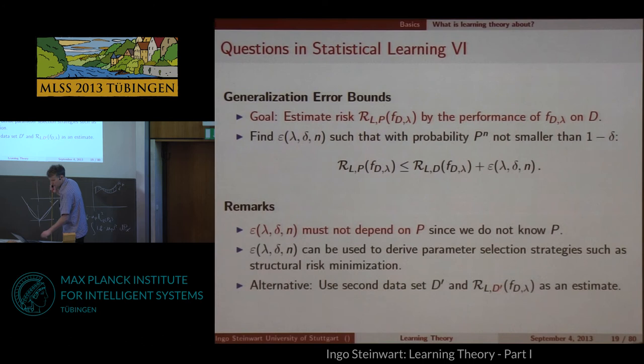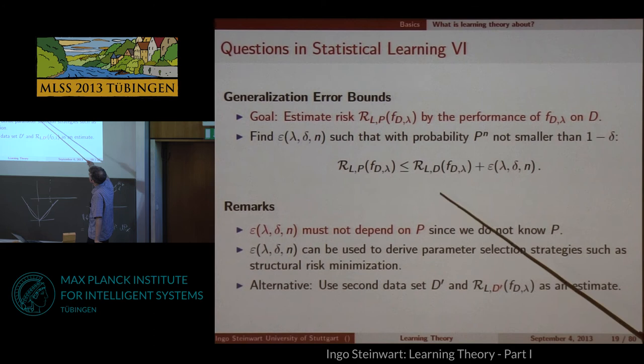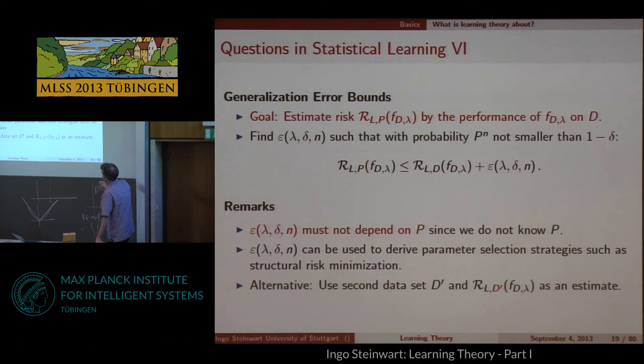I will not talk about them in this talk. Maybe just two little remarks. Once one has found such an inequality, it can be used to derive parameter selection strategies for lambda. And one of these strategies is structural risk minimization. You may have heard about it. But there's also an alternative, and that is to just use a second data set, D prime, and estimate this unknown risk by the empirical risk on this second data set, D prime. If you don't have a second data set, well, just take your data set at hand and split it.